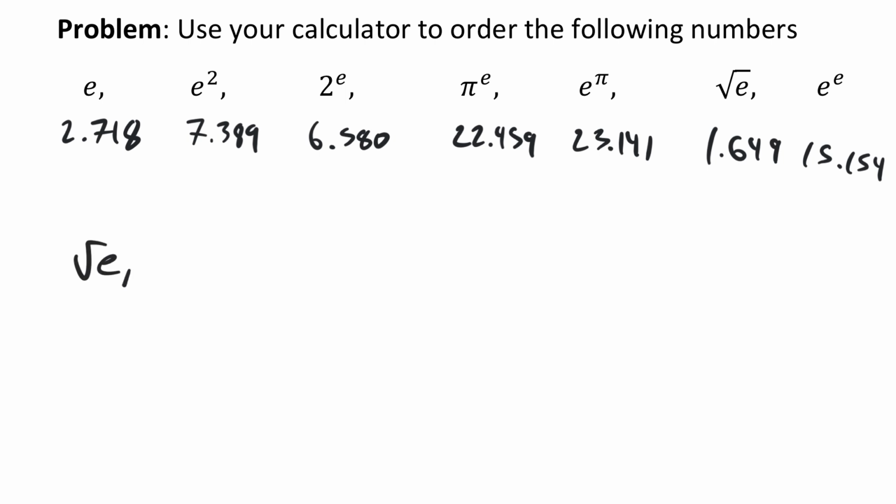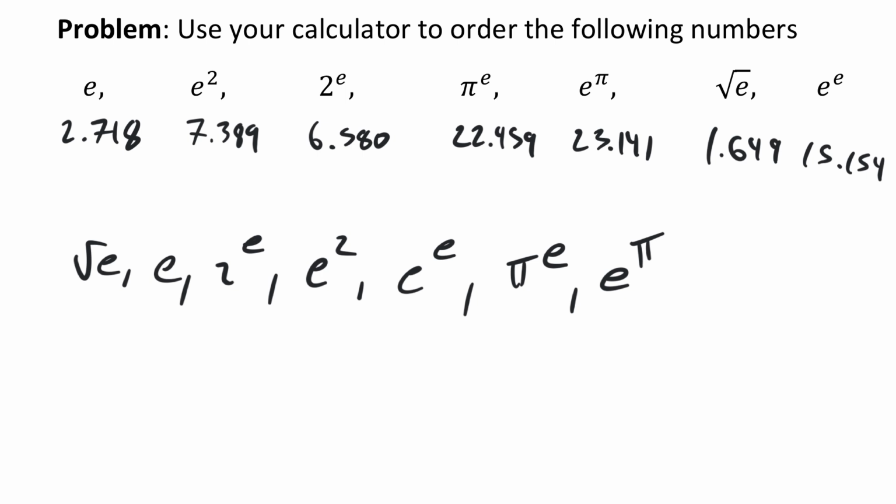The next one would be e. Then we're looking at 2 to the e, e squared, e to the e, pi to the e, and the biggest will be e to the pi. Now, you wouldn't necessarily have to know these, although you should know that e is approximately 2.718. That's important to know in math, just like it's important to know that pi is approximately 3.141. These are numbers that are nice to have handy. But as you'll see, we can do some different things with e that I find quite interesting.